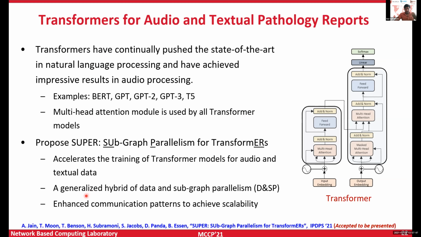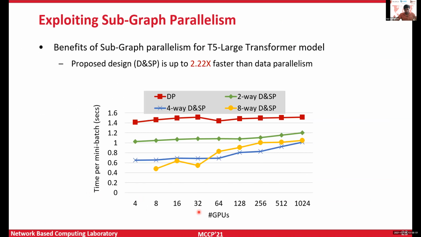Super introduces a generalized hybrid of data and subgraph parallelism with enhanced communication patterns to achieve good scalability on modern dense GPU and CPU systems. So long story short, what is the big deal? The big deal is that using the proposed methods, we are able to accelerate the overall training by a factor of 2 when compared to the standard data parallelism approaches. So this is again like a teaser trailer to something that we want to do in the future with actual pathology data sets that we'll hopefully be working with folks in this call.